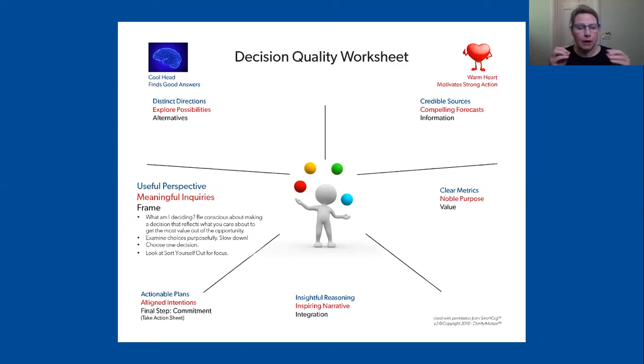Now, when we think about frame, there are 2 different ways to imagine it when we look at whole person decision making. One is, how can I use my mind, keeping a cool head, and ask myself prompting questions? And also, how can I ask myself prompting questions that are warm heart questions? How can I get in tune with how I feel about things, what's going on inside? So we really are looking to integrate these 2 aspects of a whole person in making a really robust decision anchored in who you are. So as we look at frame, useful perspective is your head. Meaningful inquiries is your heart.